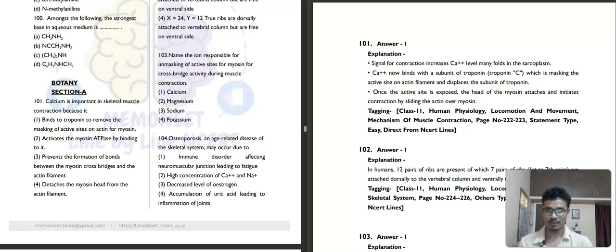So today we will discuss about the BPT 25. It's a zoology paper. So we'll start with question number 101.